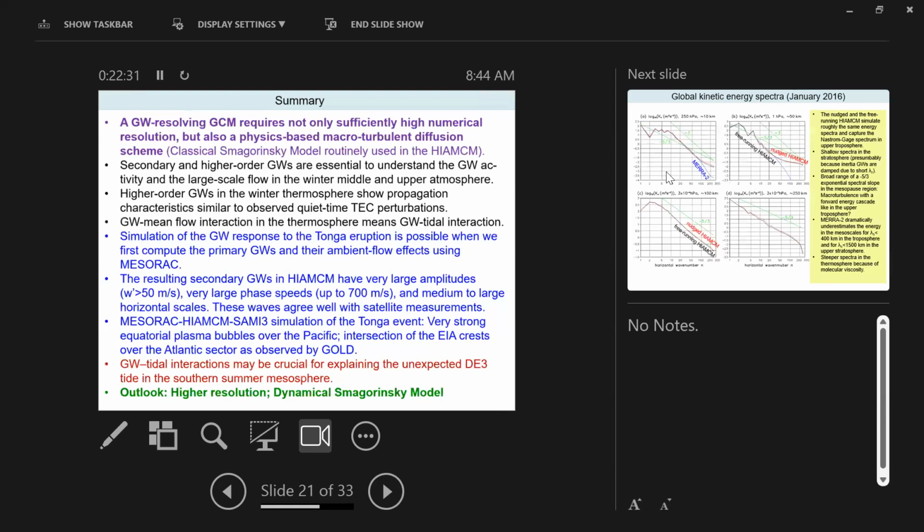So here's my summary. I think the main message from all this is, for a gravity wave resolving model, you not only need a high spatial resolution, but also a physics-based macroturbulent diffusion scheme. And this is also where the future is heading, for higher resolutions and improving such schemes. Thank you very much.